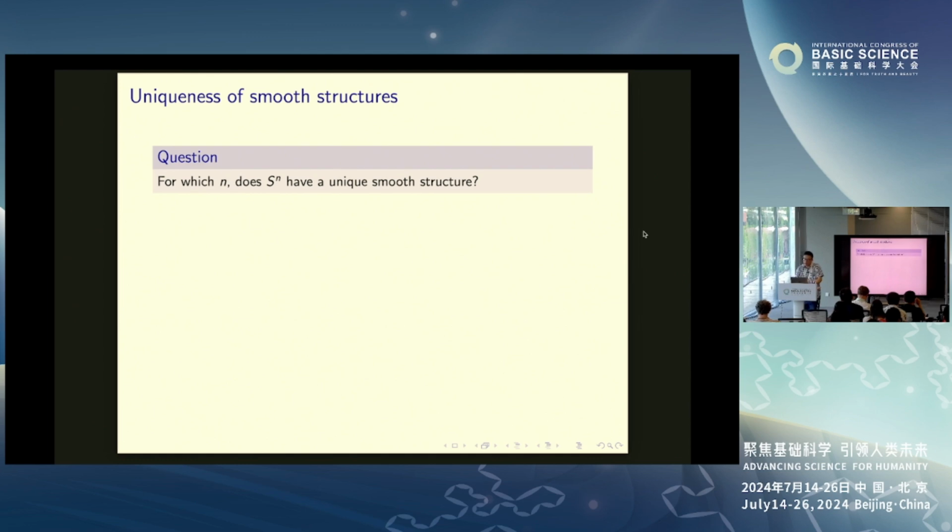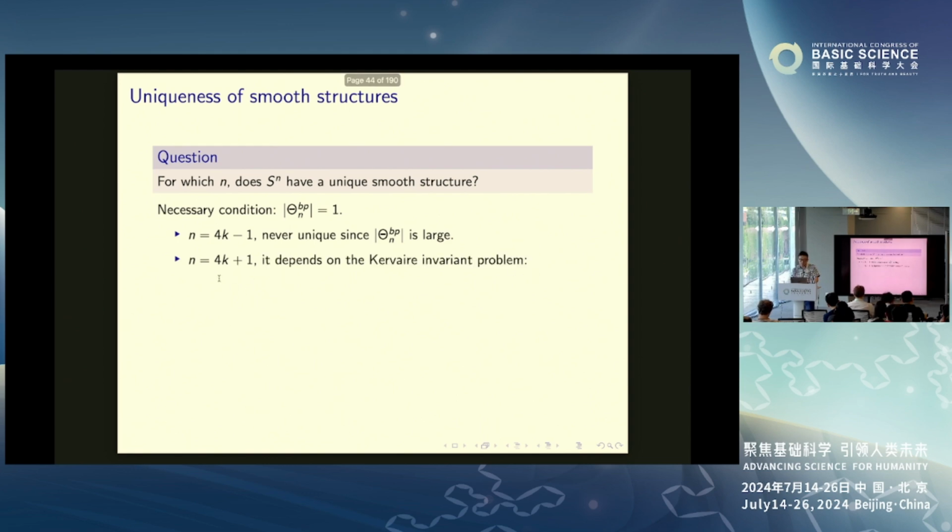All right, so let's get back to the original story, namely the smooth structures on the n-sphere. One question we could ask is: in which dimensions is there a unique smooth structure? A necessary condition is that this subgroup has order 1 in the first place. Recall that in dimension 4k minus 1, this has something to do with the Bernoulli numbers. It's a huge number, it increases very fast. So in dimension 4k minus 1, there's no chance. And in dimension 4k plus 1, it depends on the Kervaire invariant problem.